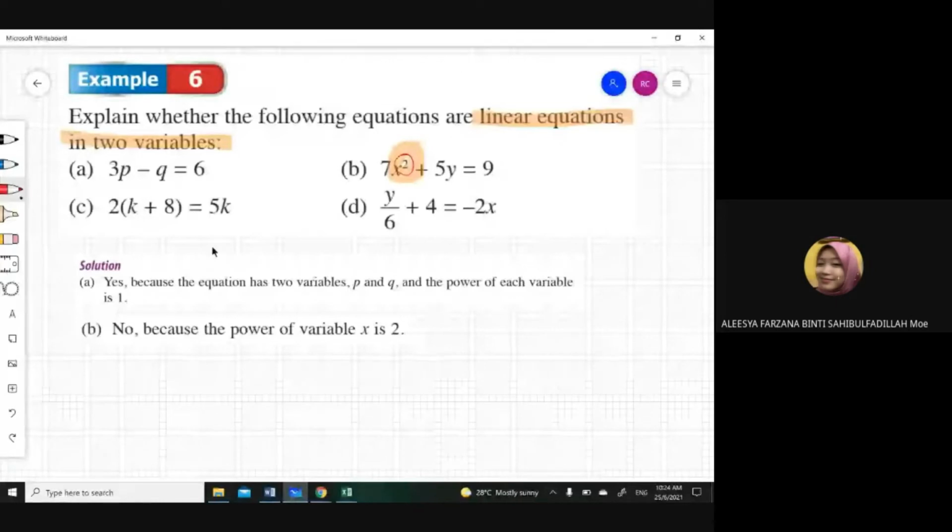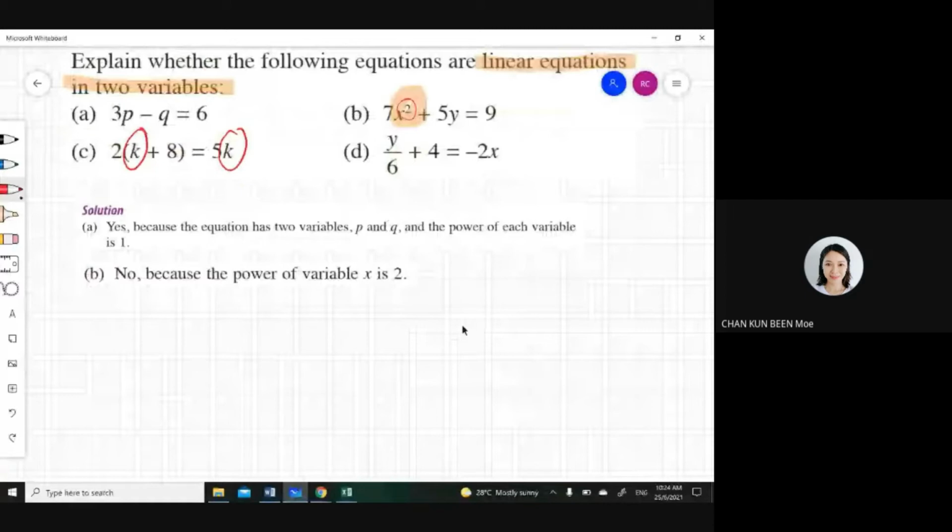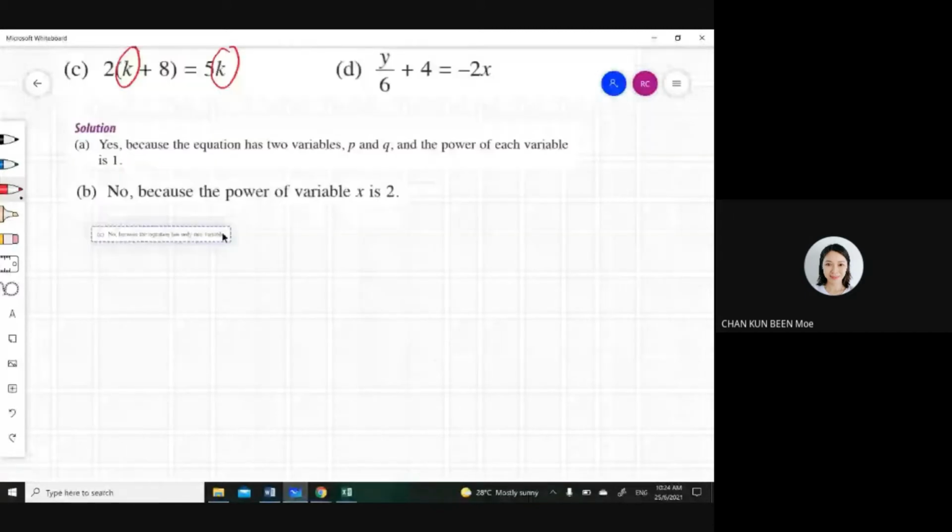No, why no? Because there's only one variable. Yes, very good, because only one variable here, which is the same, the k. So it is not a linear equation in two variables. Okay, so I have to do it like this. I drag up the answer because I don't want to write. It's a waste of time.